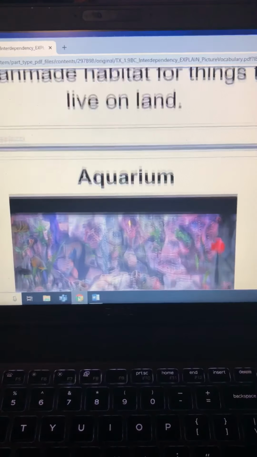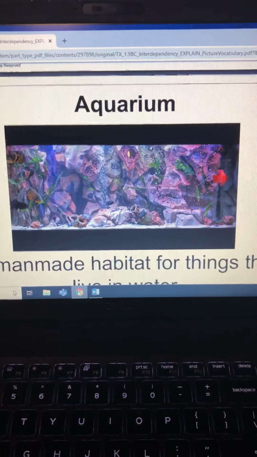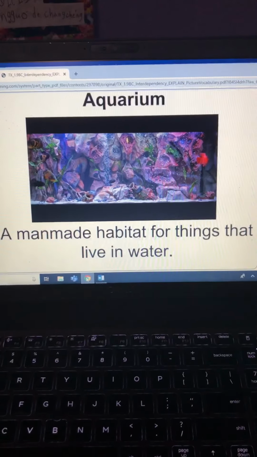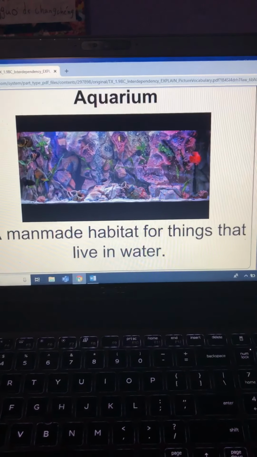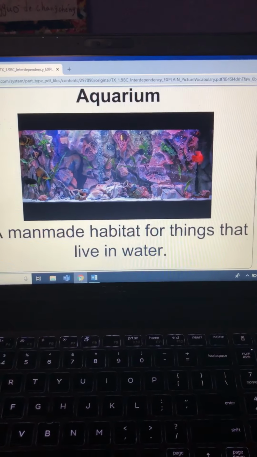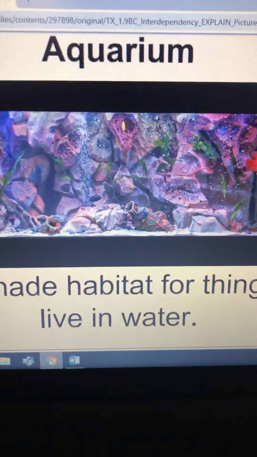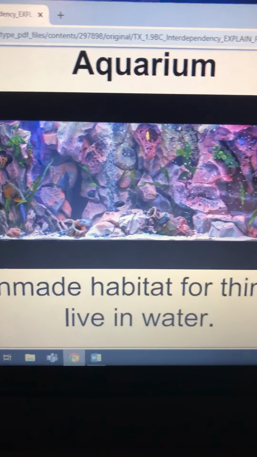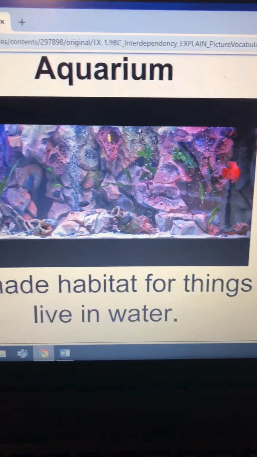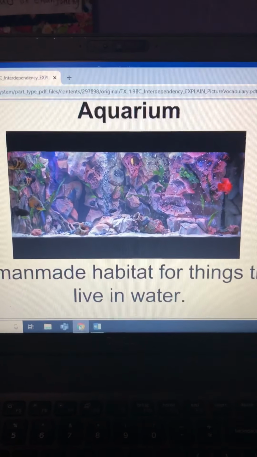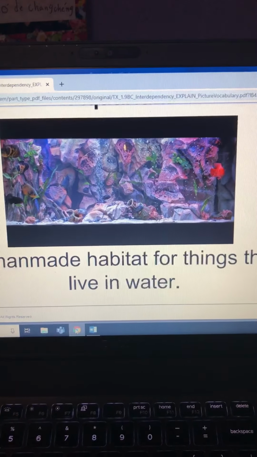And I think our last one, ooh, an aquarium. That's a man-made habitat for things that live in what? Water. Zoom in on here. What do you think might live in there? In an aquarium. That is it.